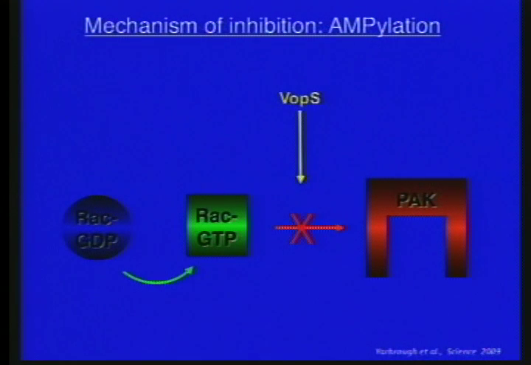And so what we decided to do was try to figure out what that was. And we did this in a similar way to what I had told you before. We determined the molecular mass of this protein that had been incubated with VopS. And we got an amazing result. What we found is that this RAC molecule and the other G proteins were modified with AMP. And what's AMP? AMP comes from ATP.